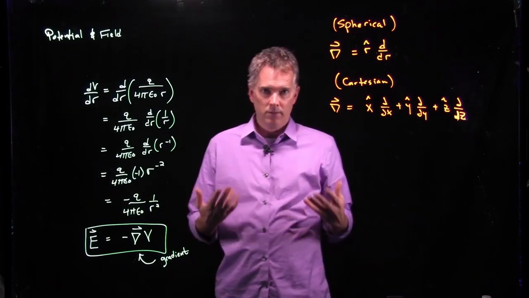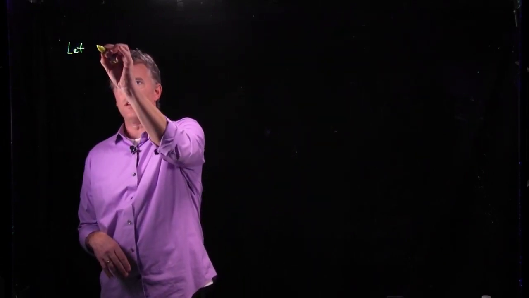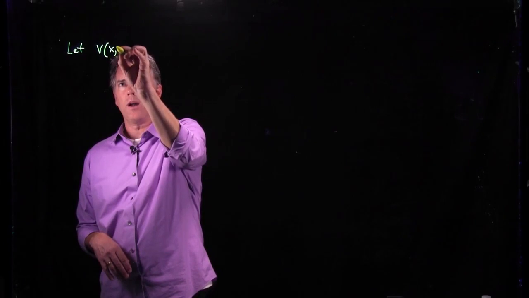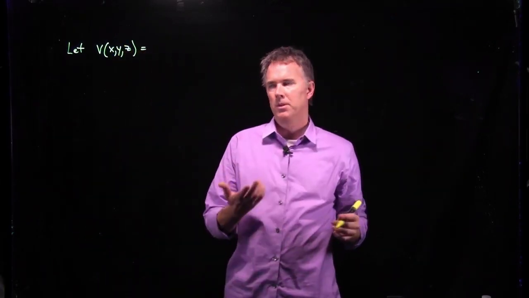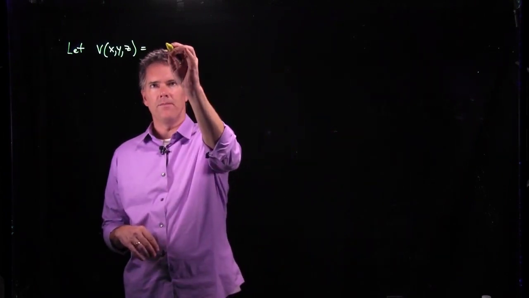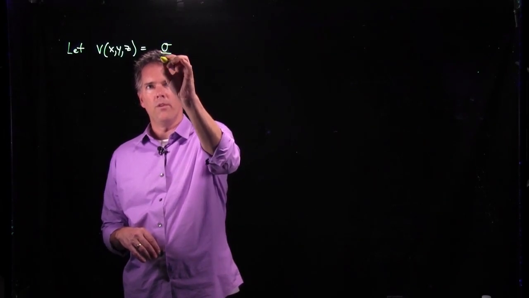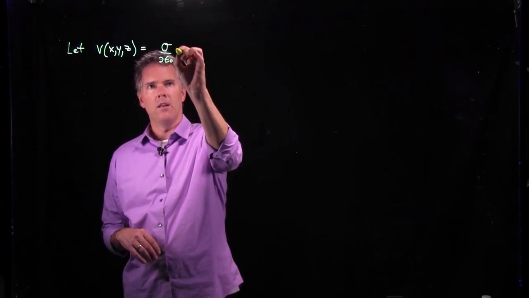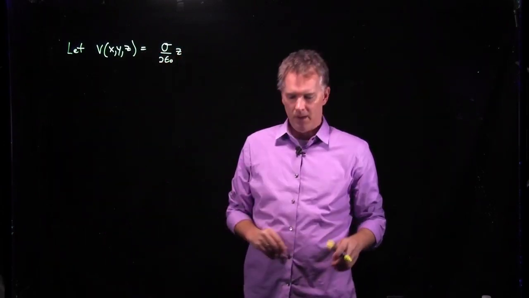Let's try a very simple example of this. Let's try a simple example of calculating the electric field if we are given the potential. And let's say that the potential is the following. It's an XYZ coordinate space, but we're just going to let the potential equal some constant, and let's say that constant is sigma over 2 epsilon naught times z. Okay, constant and then multiplying by z.